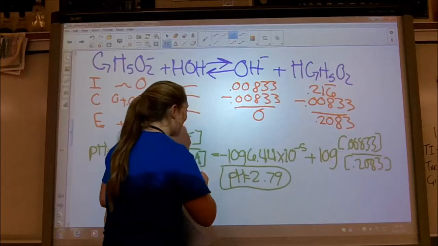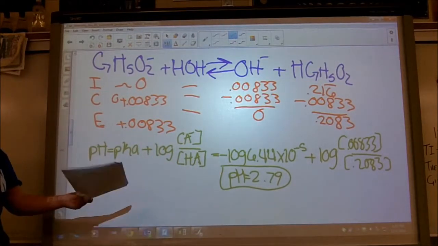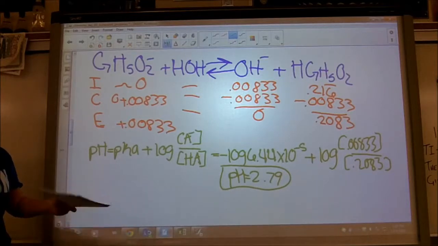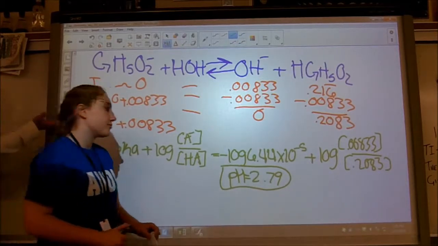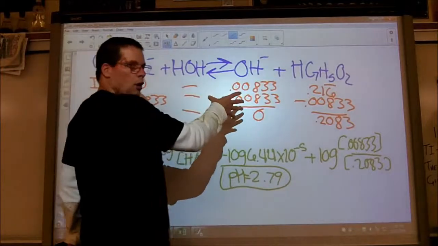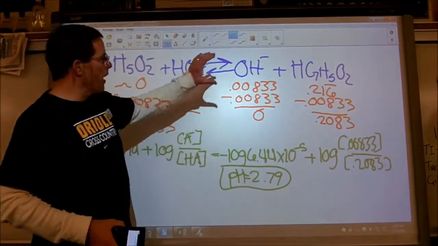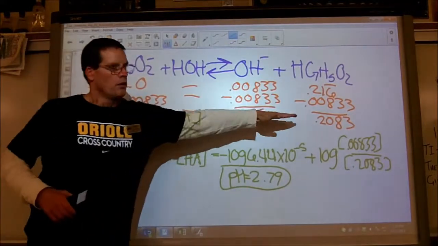Why would you use 0.2083? Because that is our benzoic acid. I thought you were supposed to use the initial. No. In this case, we're looking at the equilibrium. When you're doing a salt, yes. And that's a good point: whenever you add a strong acid or strong base, we will have different concentrations here.